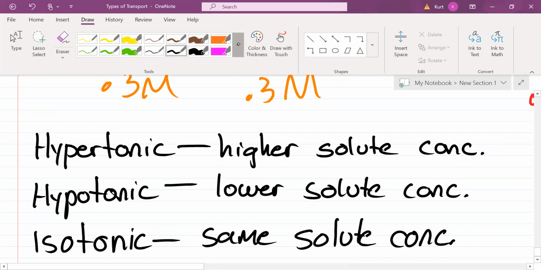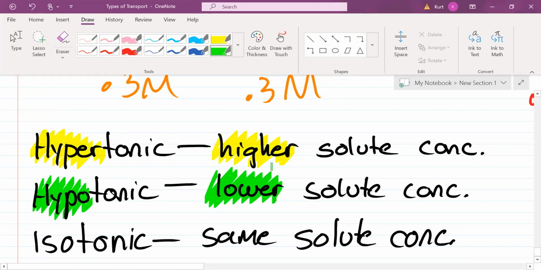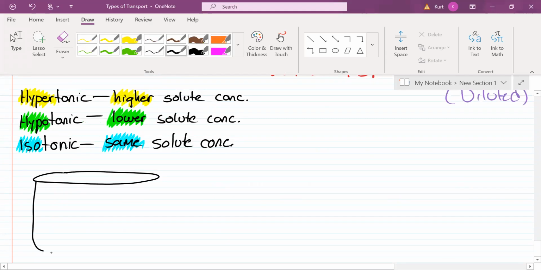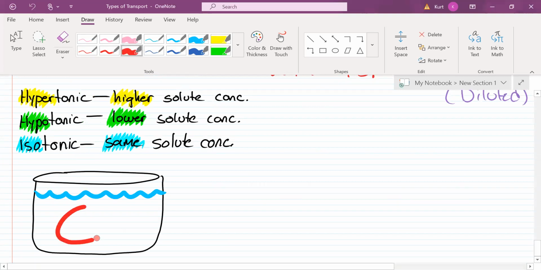Okie dokie. So hyper means higher. Hypo means lower. And iso means the same. So let's actually put this to an actual test. I'm going to draw a beaker here, and we're going to do before and after. So here's our beaker. Inside the beaker, we're going to have some sort of solution, and we're going to have a cell, like a red blood cell.